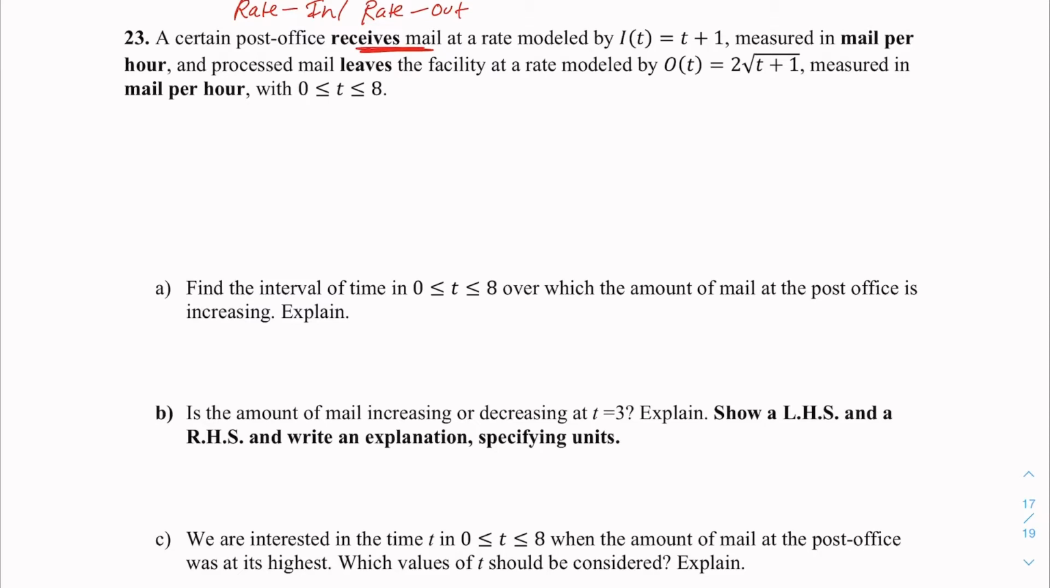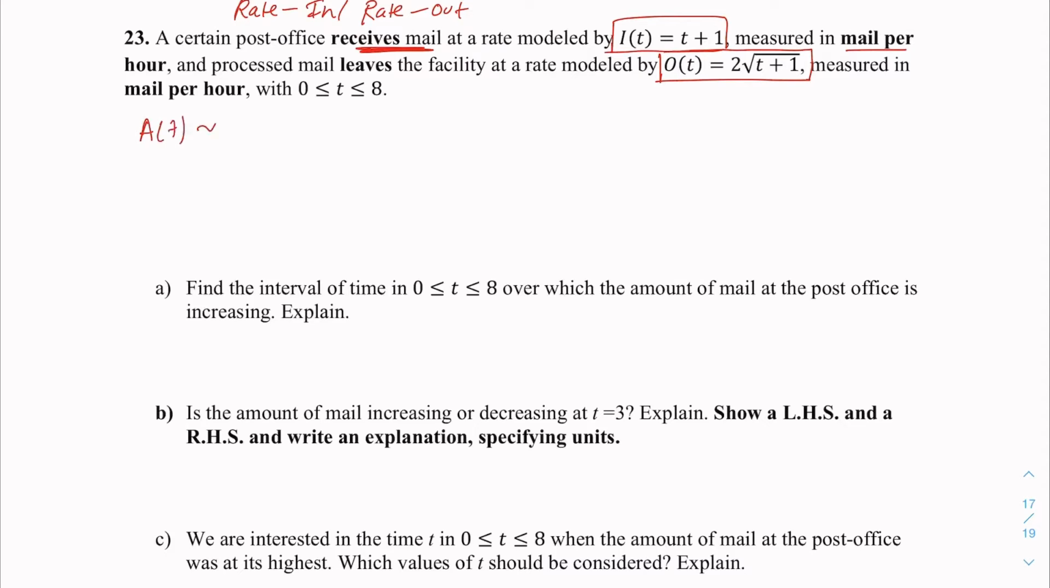The post office receives mail at a rate modeled by this function, measured in mail per hour, and then the processed mail leaves the facility based on this function, also measured in mail per hour. So notice they gave me two rates, the rate that it comes in and the rate at which mail goes out or leaves. So for rate problems, what we should always do first is define an original function.